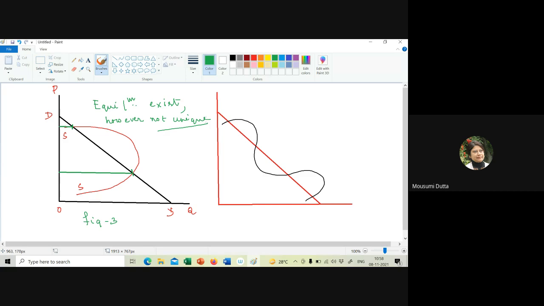Equilibrium, there are two equilibrium, okay, which we call equilibria. So here we are getting multiple equilibrium. So equilibrium exists, however, it is not unique in nature.